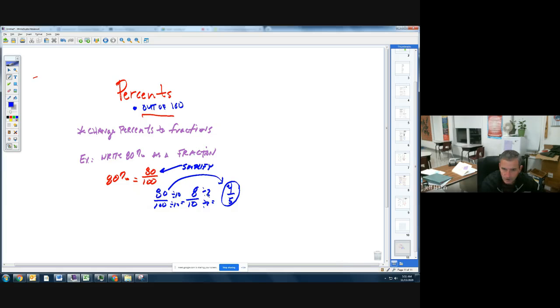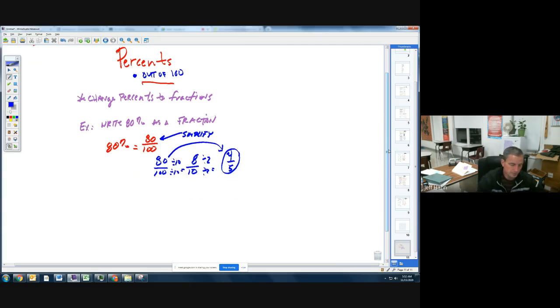Now you could have done that all in one big swoop if you would have realized that both 80 and 100 can be divided by 20. You get to 4/5 right away, but not always is that apparent or obvious, so not always would you know that that's the one to do. Well, let's try another one.